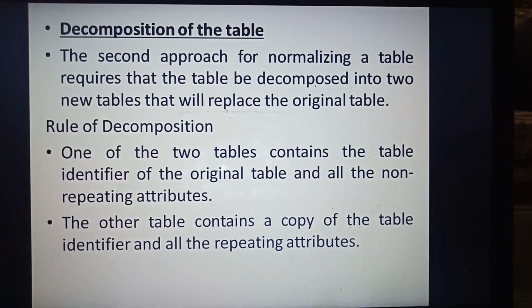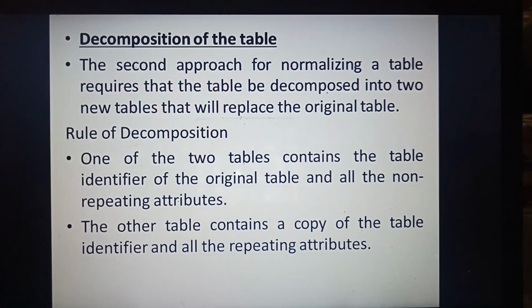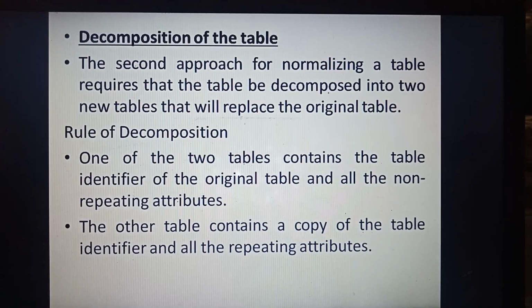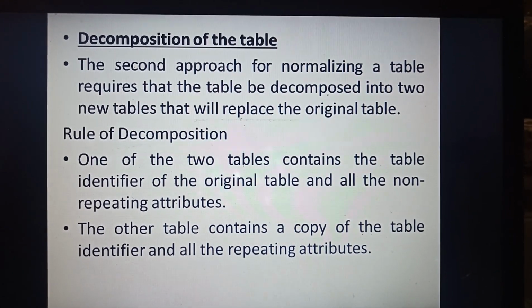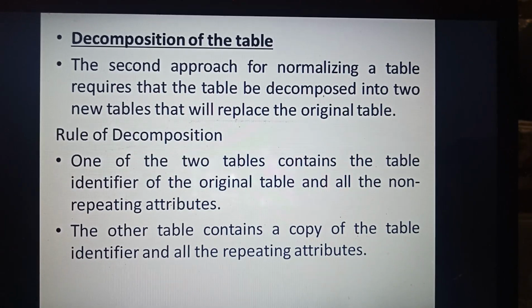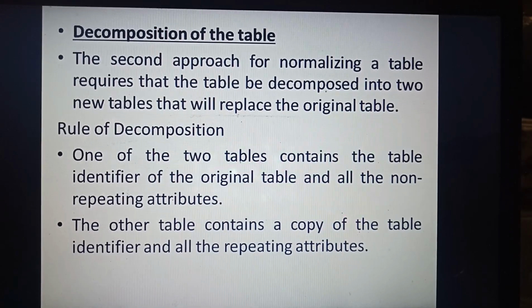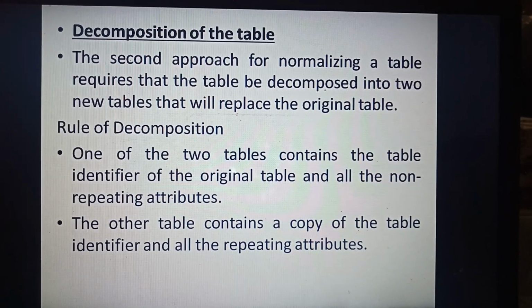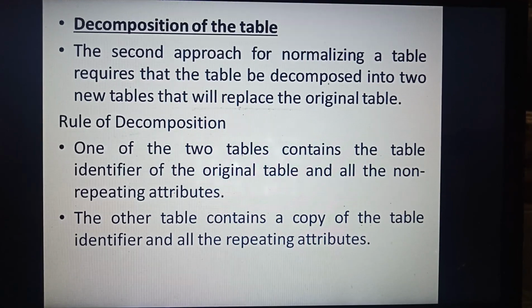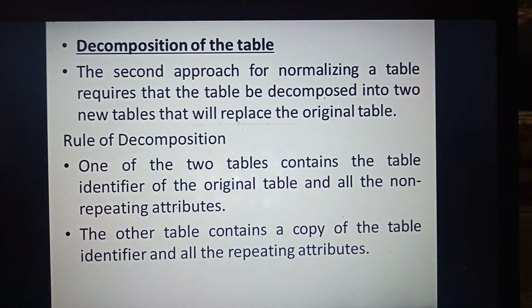This approach for normalizing a table requires that the table be decomposed into 2 new tables that will replace the original table. हम 2 नए table क्रिएट करेंगे अननॉर्मलाइज़्ड स्टूडेंट टेबल से, इसी को हम डिकम्पोजिशन कहते हैं. But there are some rules for decomposition. First is, one of the 2 tables contain the table identifier of the original table and all the non-repeating attributes, and the other table contains a copy of the table identifier and all the repeating attributes.